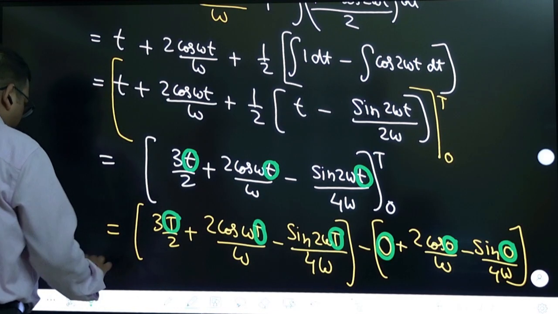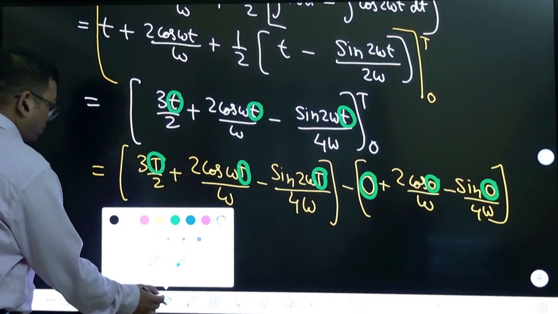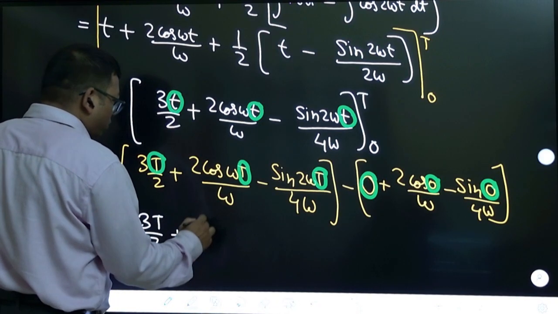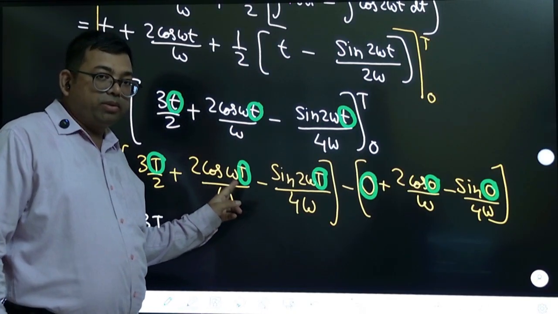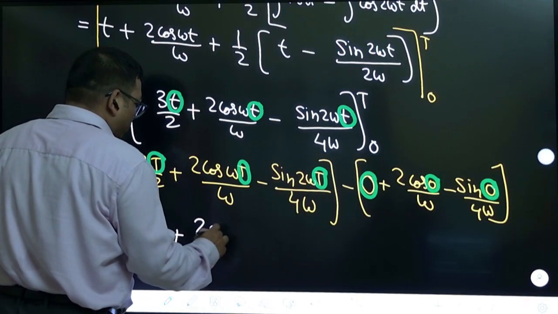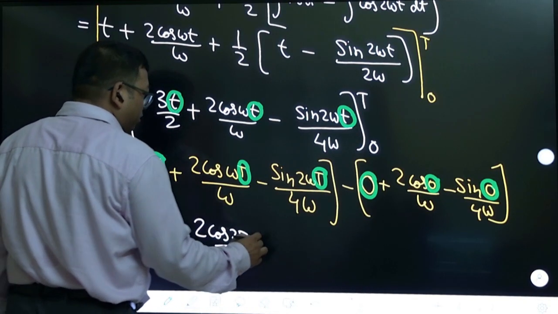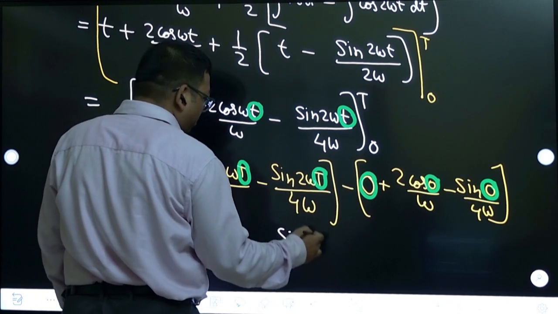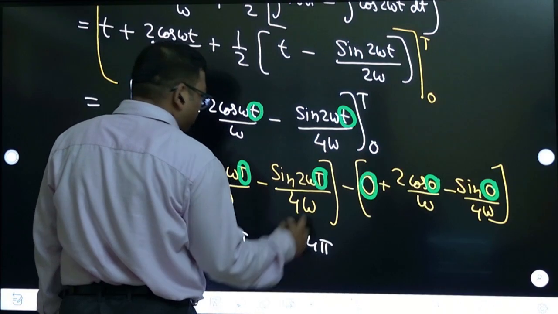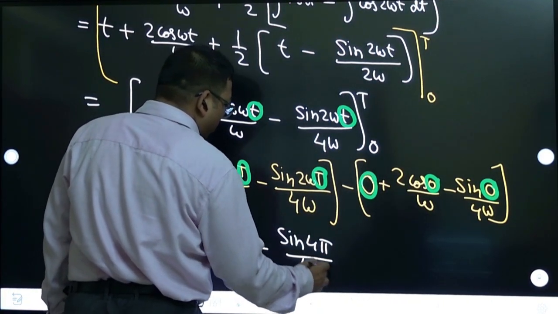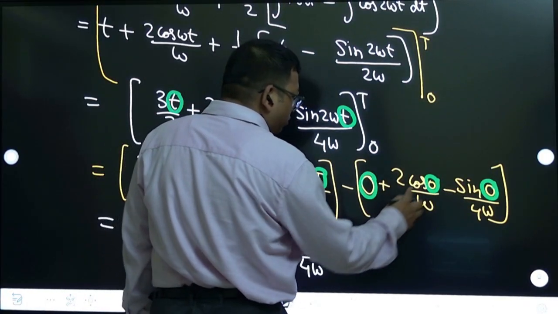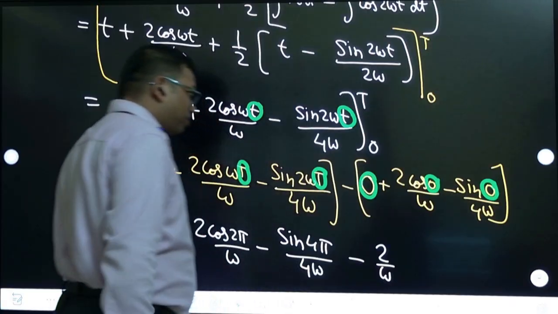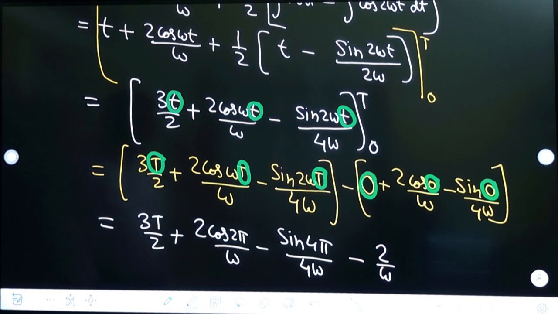Now let us solve it. So this becomes 3T by 2. Open the bracket now, so 2. Now tell me, omega T is 2 pi. Let us write that also. So cos 2 pi by omega, minus sine of 2 omega T, 2 into 2 omega means 2 pi, 4 pi it will become, correct? 4 pi by 4 omega, minus, this is anyway 0. So 2 cos 0, cos 0 is 1, so 2 by omega, sine 0 is 0. Clear?